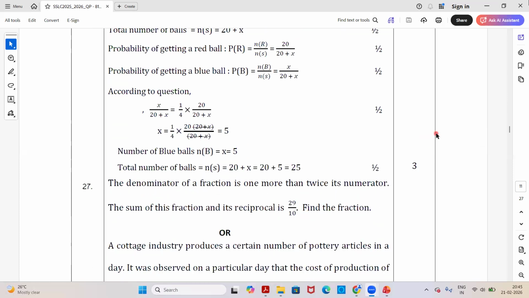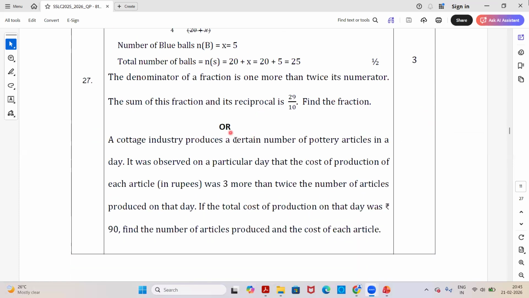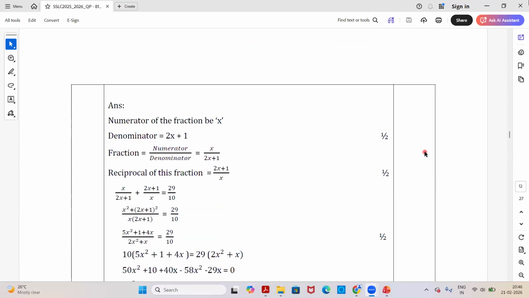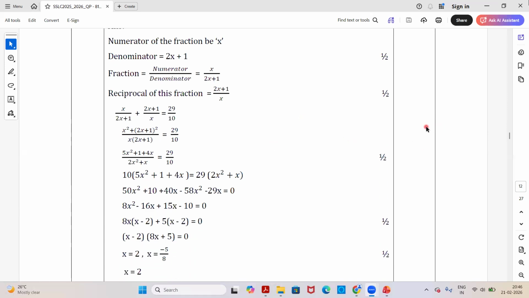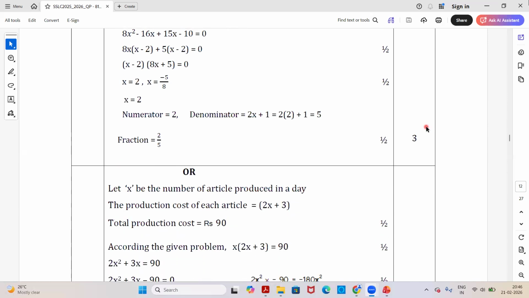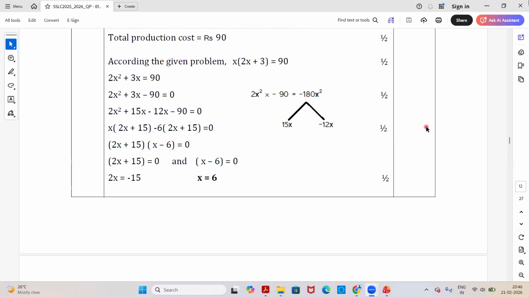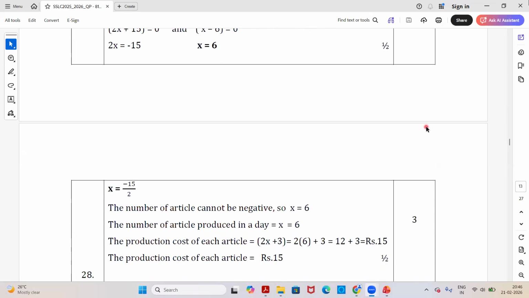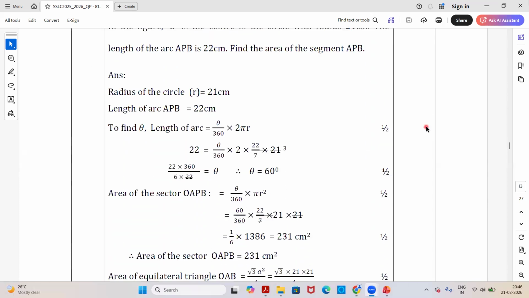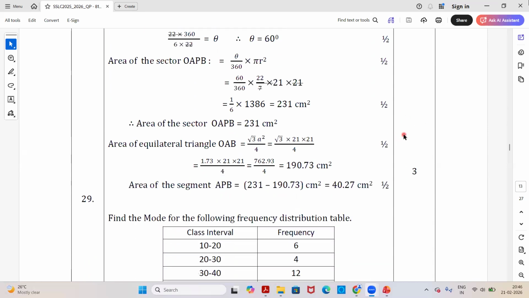Then question 27, again it's an optional question. You can see one question is here and the second question is over here. Similarly, you will get the answer for it. Answer for the first one. And next, the answer for the second one. Then 28th question. Solution. See the steps, the allocation of mark for each step.